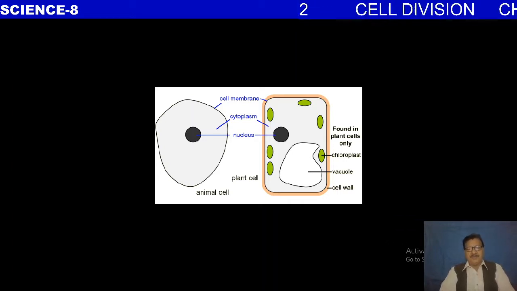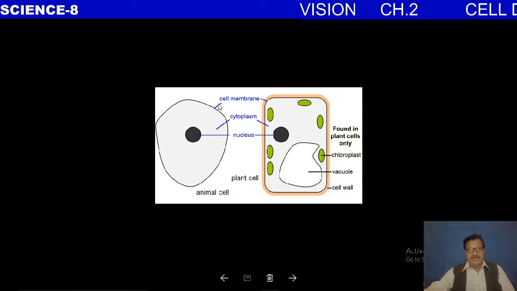Main parts of the cell are cell membrane, cytoplasm and nucleus in the middle.